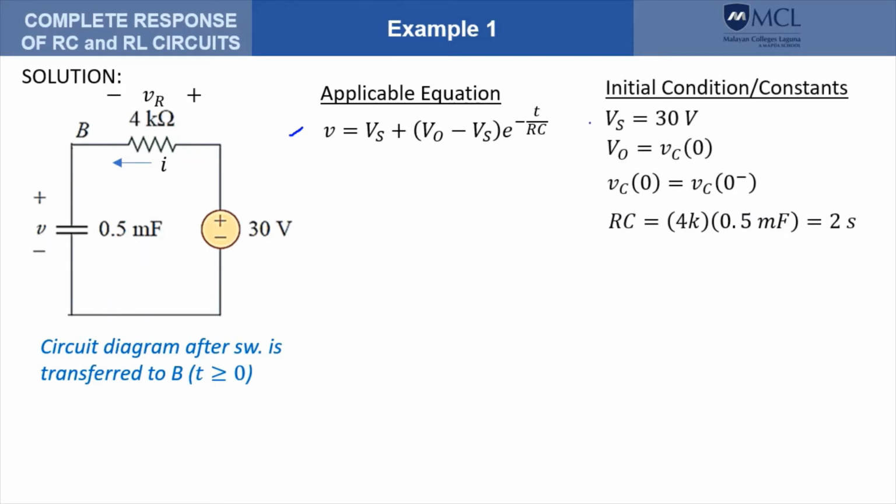where V sub S is 30 volts, RC is 2 seconds, V sub naught is the voltage across the capacitor at time t equals 0, and that voltage should be equal to the voltage of the capacitor prior to the transfer of that switch, written in this manner. How do we get the voltage before the switch transfers to B?